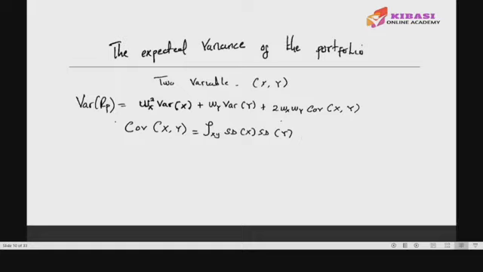Namna utafuta covariance inakuwa ni this is what correlation times standard deviation ya x times standard deviation ya y.